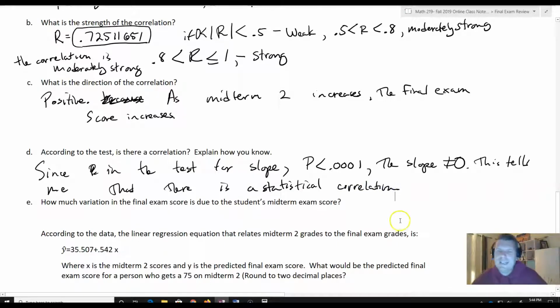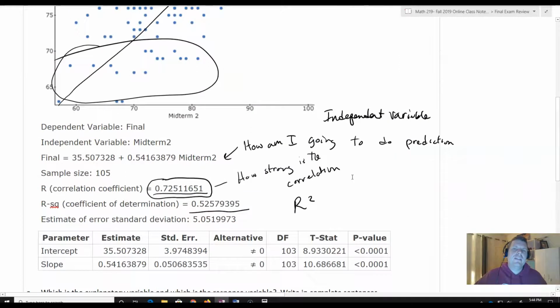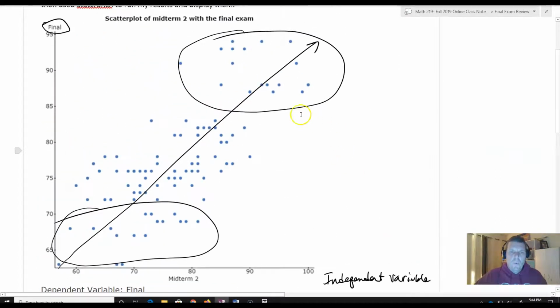So I'm looking at this. I've got a bunch of indicators that there actually is a linear relationship. One, I can pretty much see it in the data, right? That line, definitely positive slope, right? As the midterm increases, the final exam increases. All awesome. Everything like that looks good.